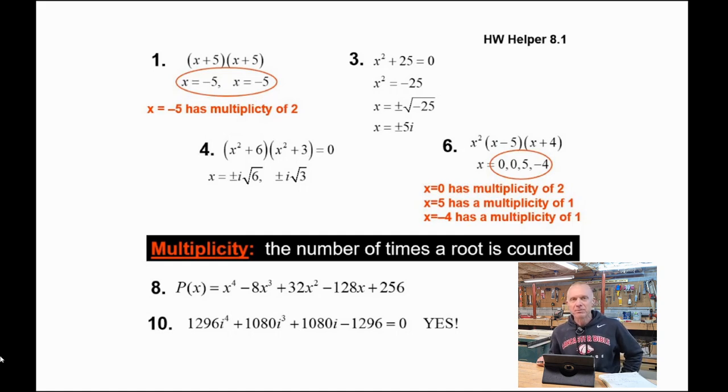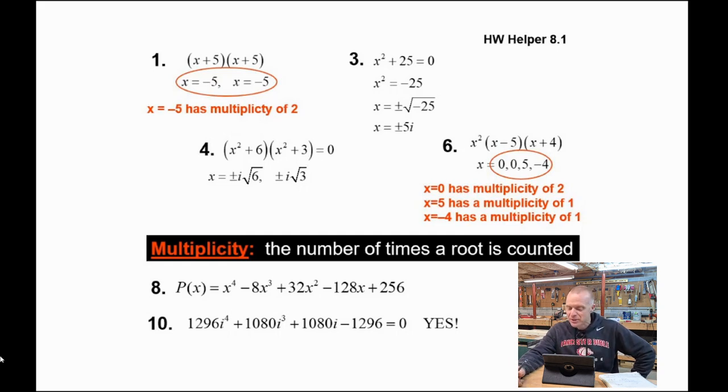Looks like it's the number of times that a root is counted. So every root has a multiplicity, but some multiplicities are maybe a little more interesting than others. Like honestly, number 1, did you write x equals -5 twice? Well, you should, because we need to have 2 solutions, right? It's a degree 2. Well, that means that -5 has a multiplicity of 2, again, because it's simply counted twice.